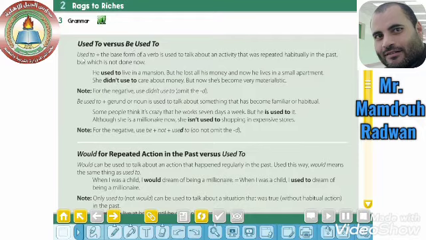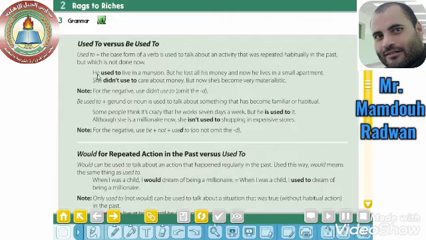Here, at first, we are going to learn how to use "used to." Of course, "used to" is "used" plus the base form of a verb. What's the base form of a verb? The first form of a verb, the verb without any endings. It is used to talk about an activity that was repeated habitually in the past, but which is not done now. So it is used to talk about a past habit which is no longer true at the time of speaking. Okay.